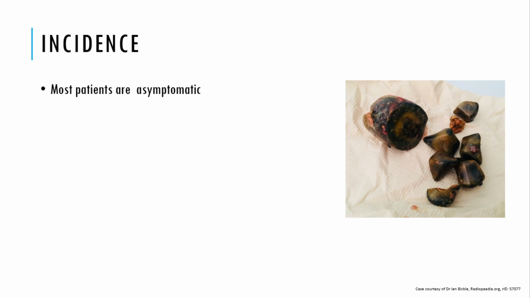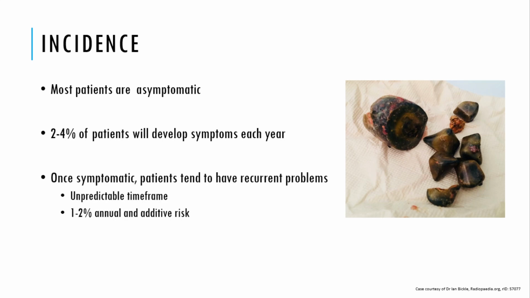As we said, most patients are asymptomatic. However, 2 to 4% of patients will develop symptoms each year. Once symptomatic, patients tend to have recurrent problems, and although this is an unpredictable time frame, a simple rule is that patients tend to have 1 to 2% annual and additive risk.